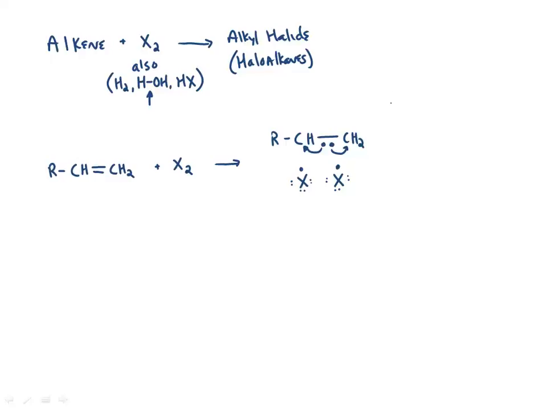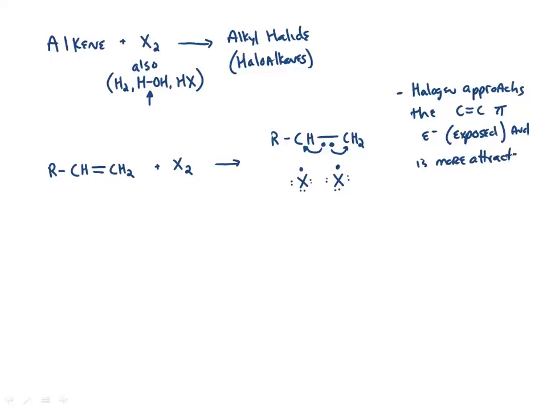And what really happens, if we're trying to have a mental image, is that the halogen approaches the carbon-carbon double bond pi electrons. And remember, those are exposed, and it is more attracted to those electrons than the ones in the current bond, meaning the current X2 bond.